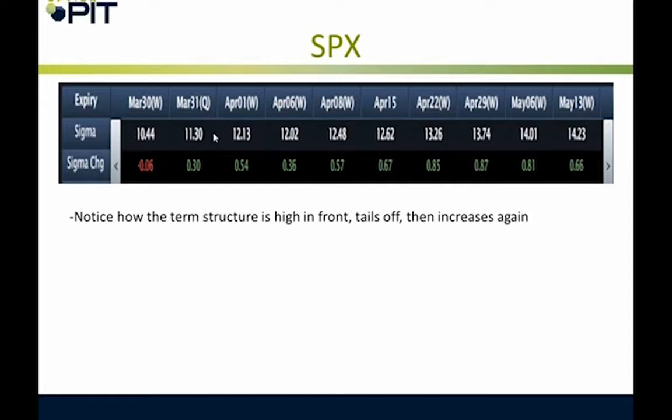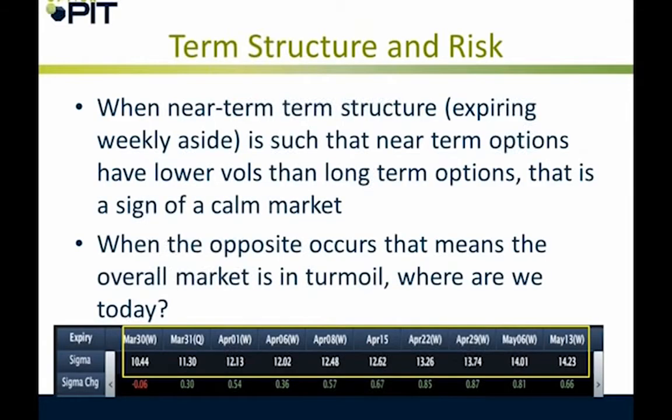Take here, for instance. When the near-dated term structure, expiring weeklies aside, is such that near-term options have lower vols than long-term options, that is a sign of a calm market. So when you see this structure, this is the standard structure. This is what we have right now.